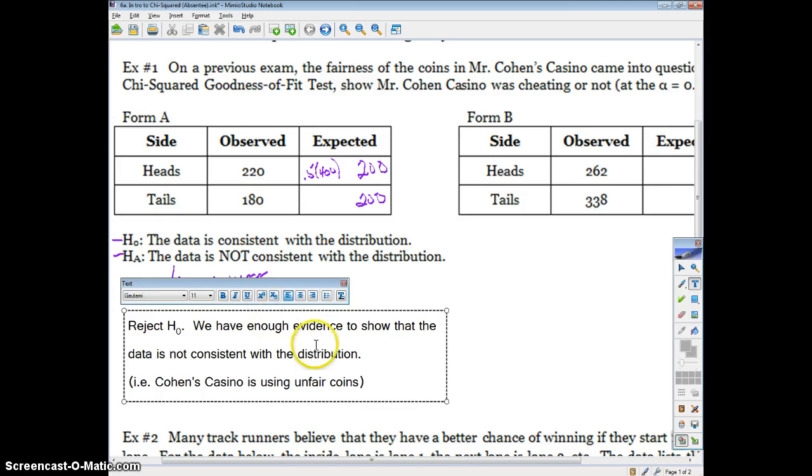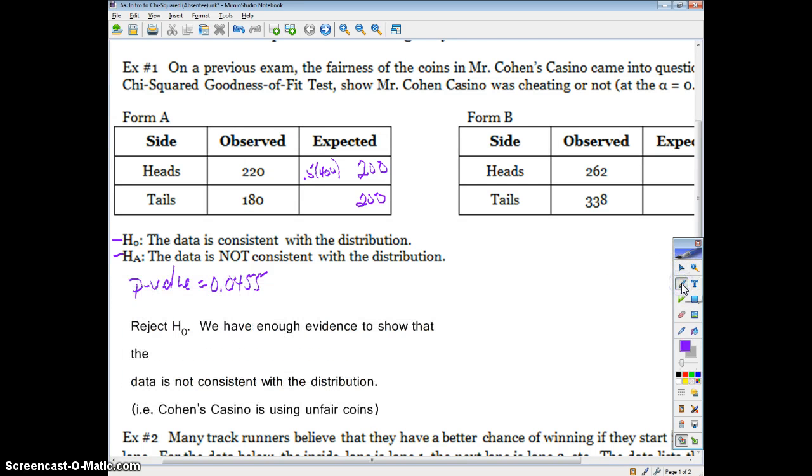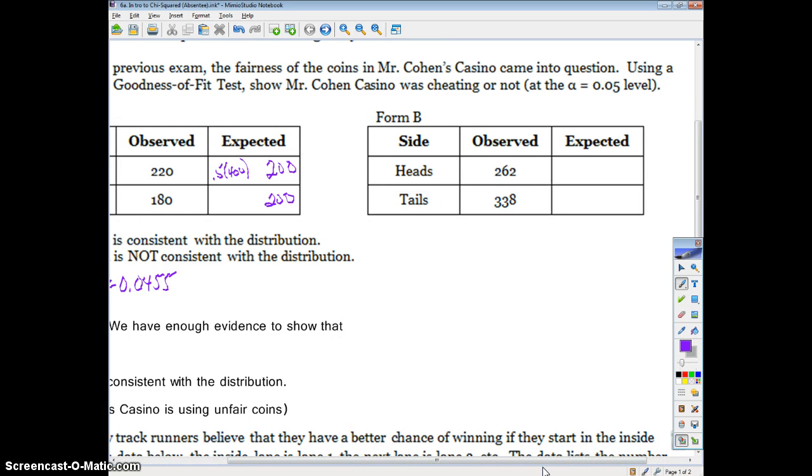Okay, that is to say that Cohen's Casino is using unfair coins. For Form B, again, we basically just did the same idea here twice. Form B of that quiz had 262 heads, which meant 338 tails. Total 600. So again, half of those we should have expected to be heads, and the other half tails.